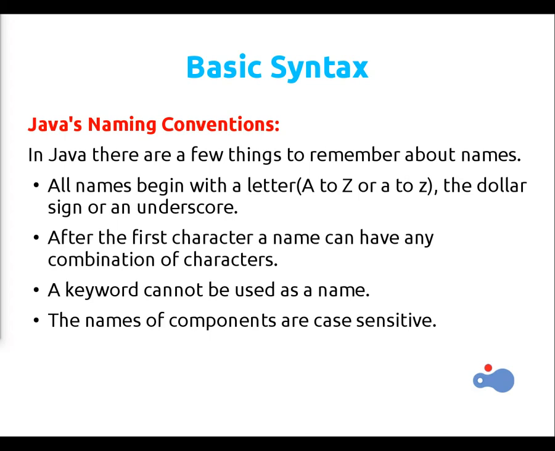So anyway, after the first character, a name can have any combination of characters. So you can have any character after you use a letter, a $ sign or underscore as the first character. This can be for a method, a variable, whatever. When I say any character, I mean any character. Colon, well, sorry, yeah, colon, not a semicolon, because that would be closing off the variable. But anyways, a dot, asterisk, percent sign, whatever.